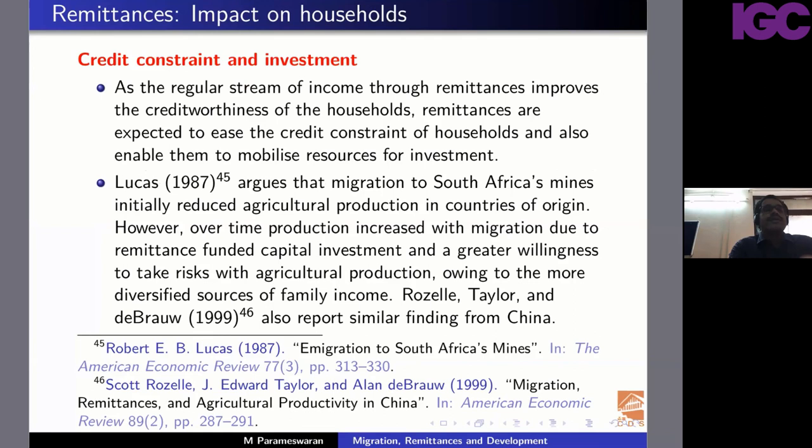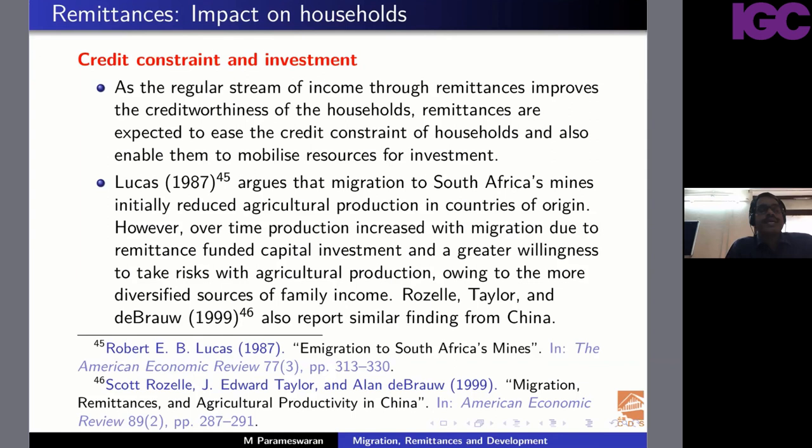Another aspect is that remittances, in most cases, ease the credit constraint faced by households, and this also encourages them to make investments. Lucas's paper, which we already mentioned, argues that migration to South Africa might initially reduce agricultural production in the countries of origin because of the labor shortage. However, over time, production increased with migration due to remittance-funded capital investment. People were also ready to take risks because they have two sources of income: agricultural income and remittances. Therefore, remittances also encouraged more risk-taking.